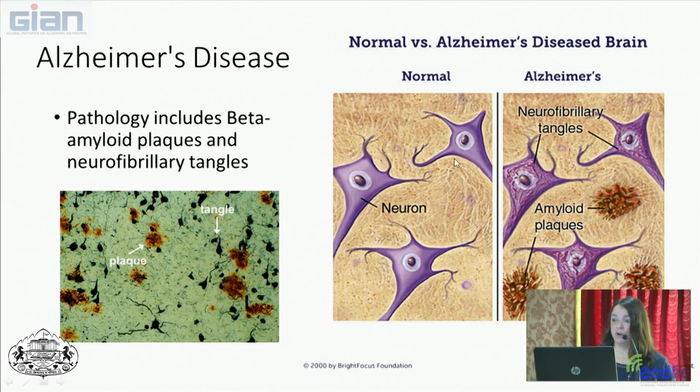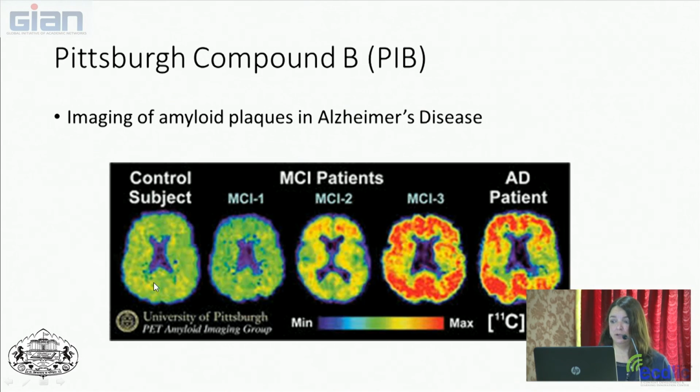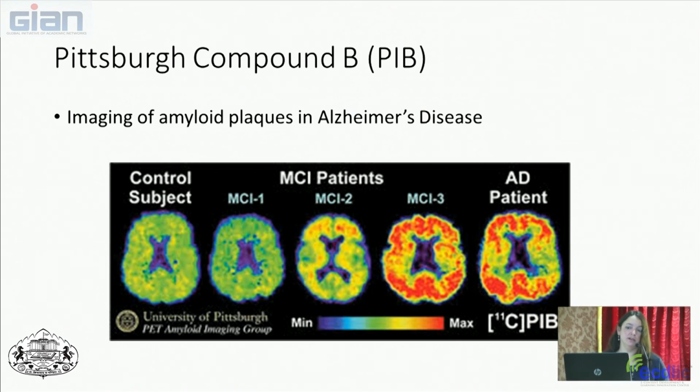So here's a normal brain, and in Alzheimer's, these neurons start getting what they call tangles, and they appear in the image as just being tangled up in a sort of disorganized mess. And you also get these plaque deposits in the brain. So if you mark it with Pittsburgh compound B, then you can actually start to image these plaques in the brain. This is a control, and this is MCI, which means mild cognitive impairment.